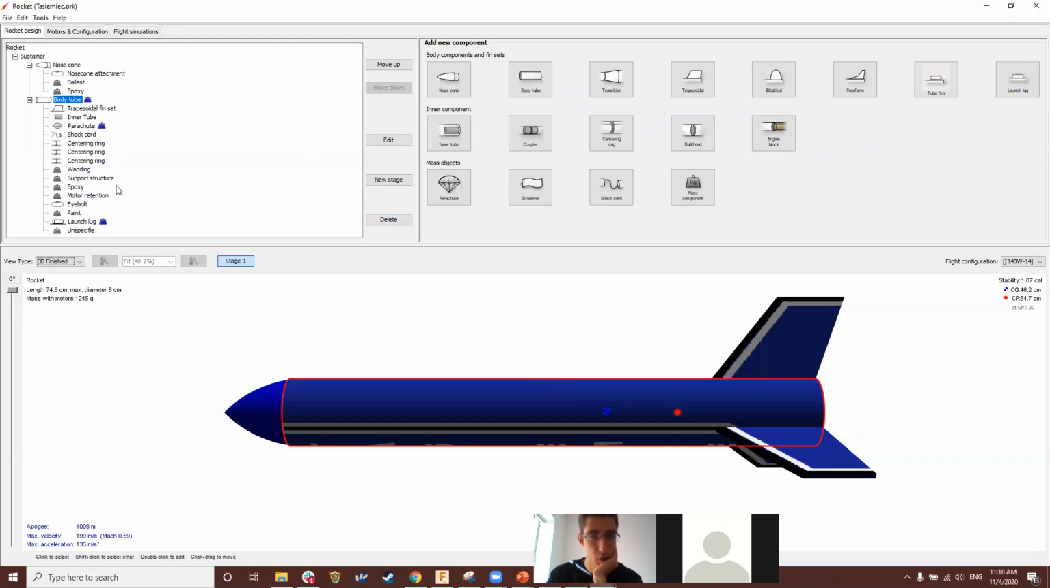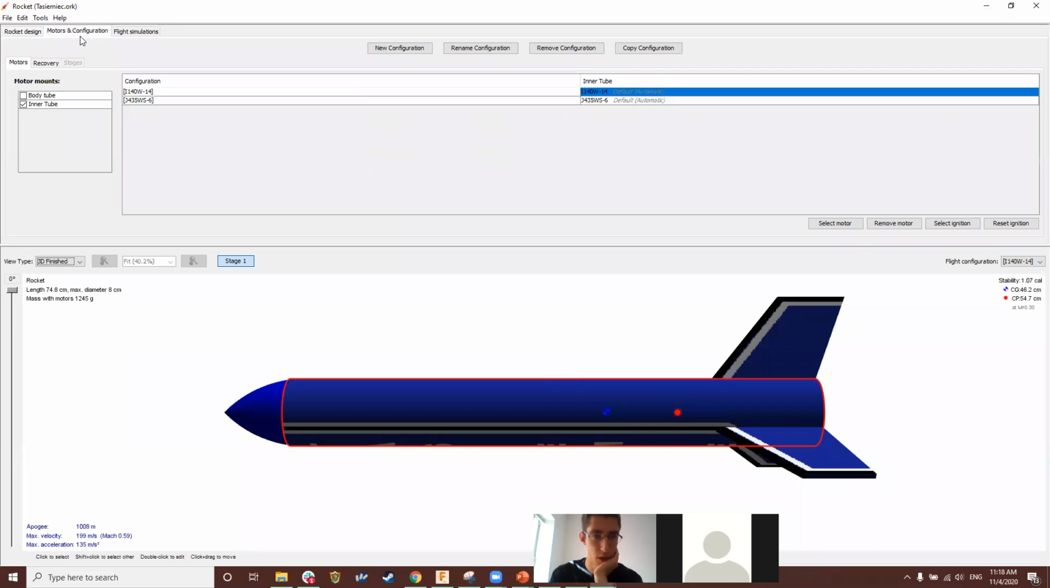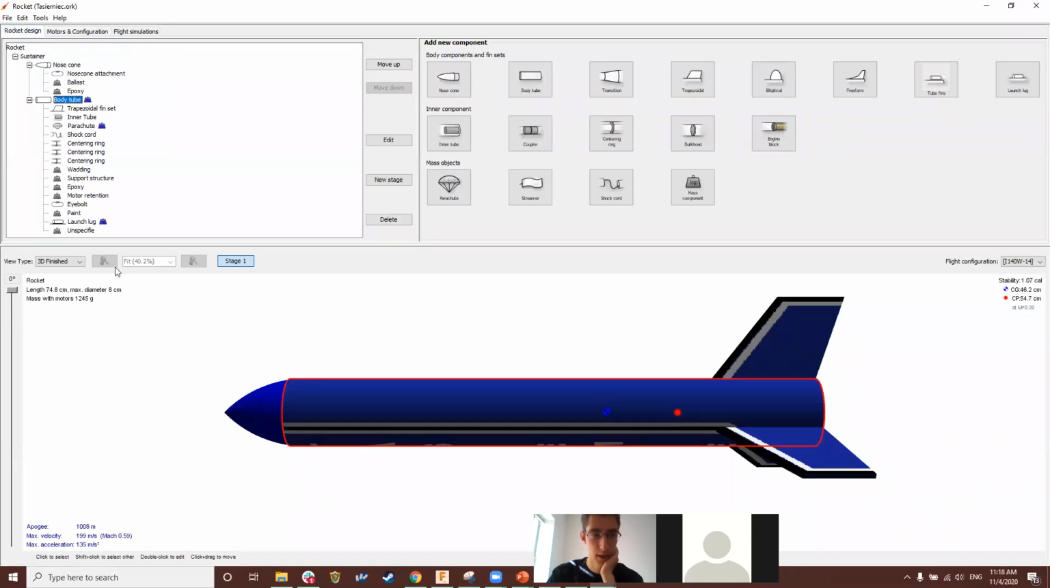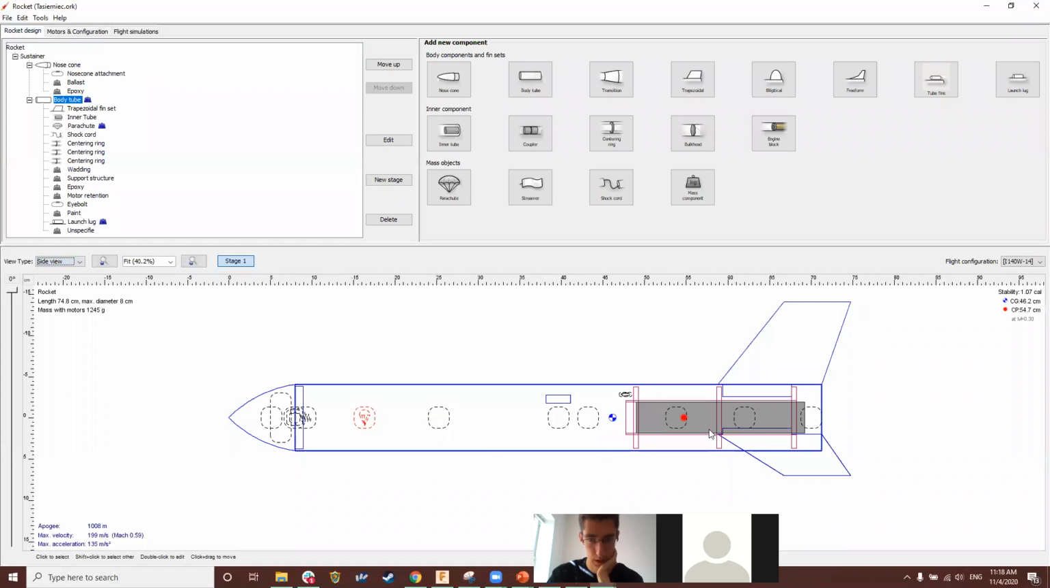So when you have like a rough design of your rocket, you can go to Motors and Configuration. You click New Configuration, and then, well, you need to choose in which tube you want to mount the motor. In my case, I have two tubes. You can see there's that outer tube, and that's sort of pinky or purple is another tube.